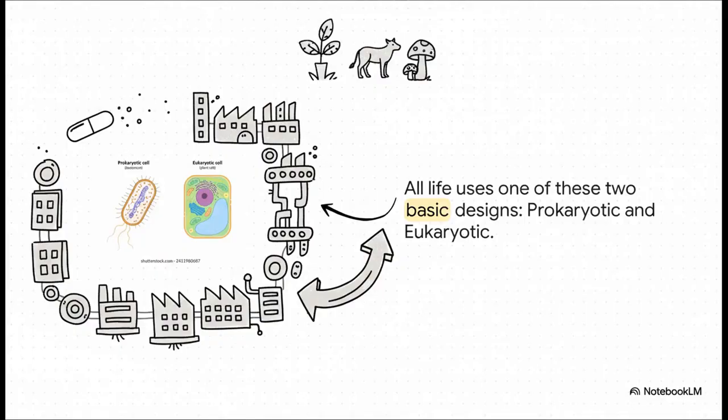And boom, here they are, the two master plans for life. Over on the left, you've got the prokaryotic cell. That's the blueprint for bacteria. And on the right, the eukaryotic cell, the blueprint for plants, animals, fungi, and yeah, us. Just at a glance, you can already see a massive difference in complexity, can't you? One looks like a simple little capsule, and the other looks like a whole bustling factory.